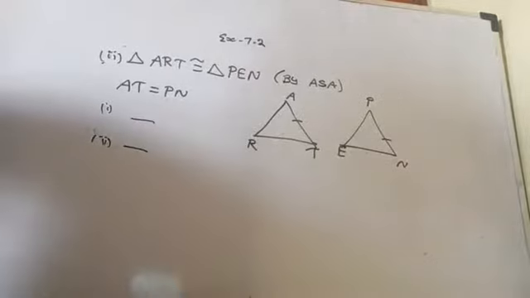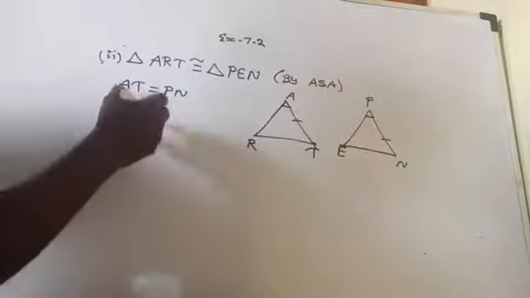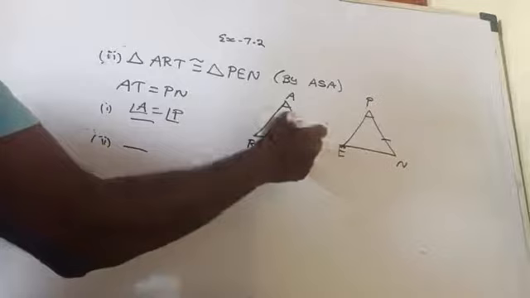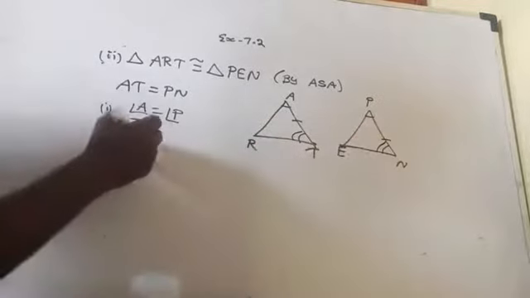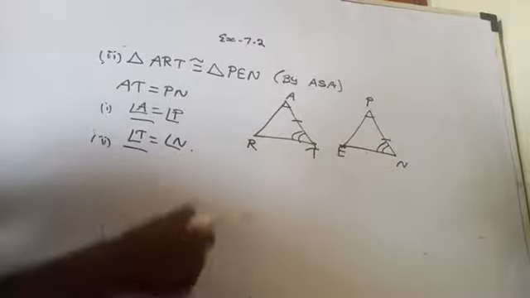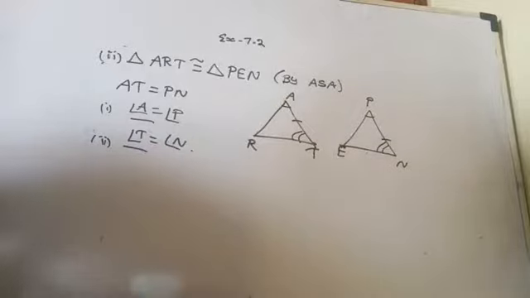So ASA means what? One side should be included between the two angles. So therefore this angle A should be equal to angle P, and angle T should be equal to angle N. Are you getting there? So now you can say that by the ASA congruence rule, these two triangles are what? Congruent. Are you getting there? Yes. So we completed question number 2. So we move to the third part now.